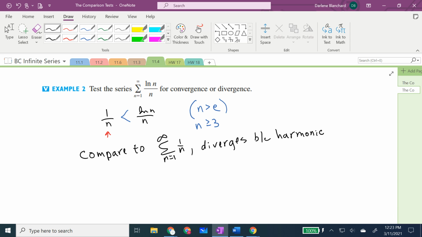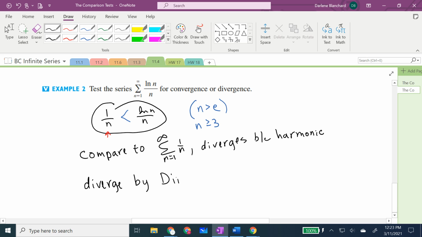So you choose who to compare it to, number 1. Number 2, you figured out whether that comparer converged or diverged. Number 3, the inequality. That's all you need. You can now say diverge by the direct comparison test and harmonic.